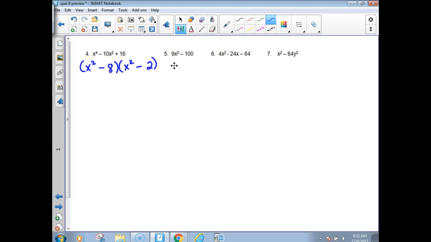This one is a difference of squares, so this would be 3x plus 10 times 3x minus 10.